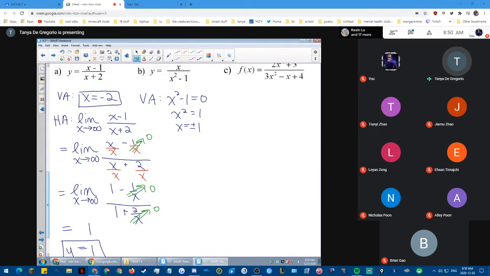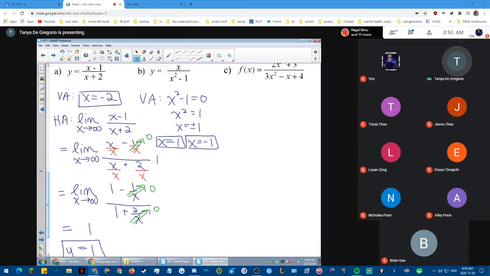Okay? Because we're solving here. We're solving for possible x's. So we don't know if x is a positive 1 or a negative 1. You have to include both cases. All right, so we actually have 2 vertical asymptotes here. One at 1 and one at negative 1.